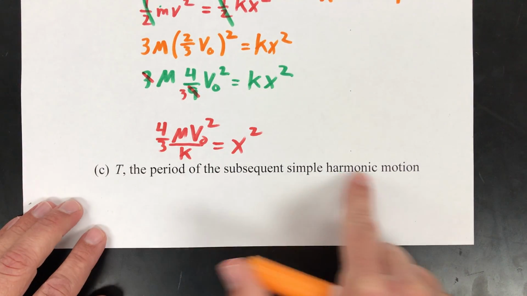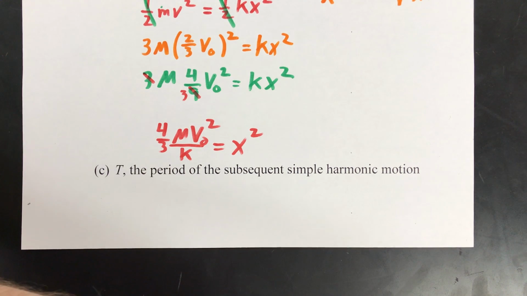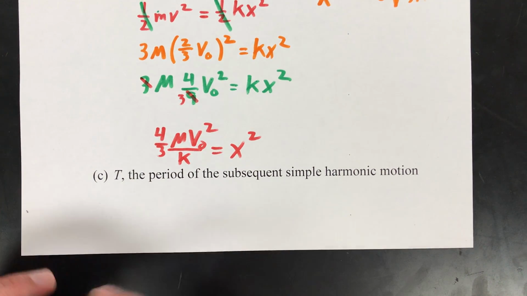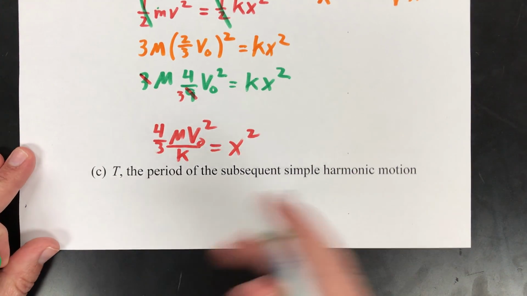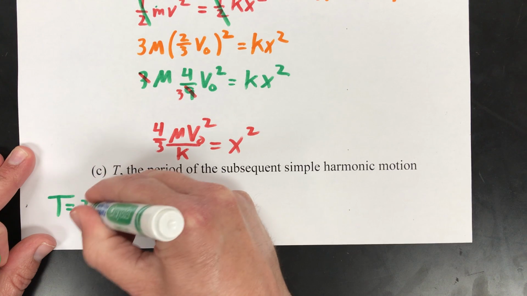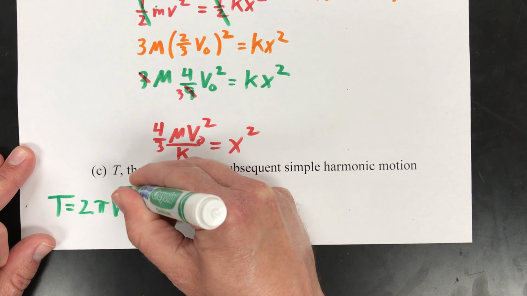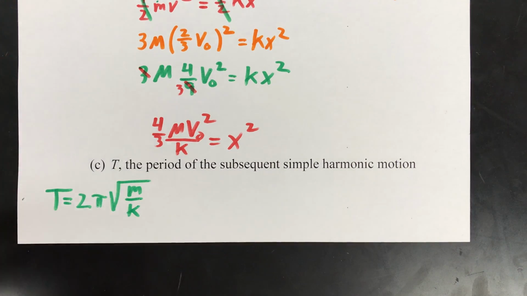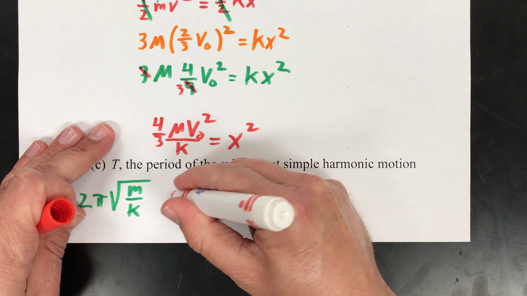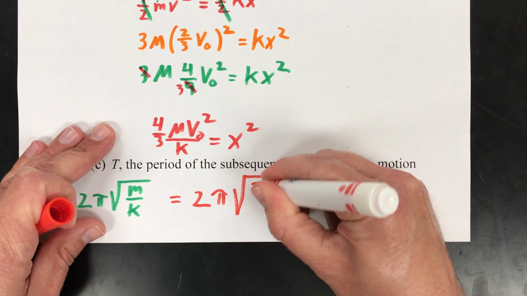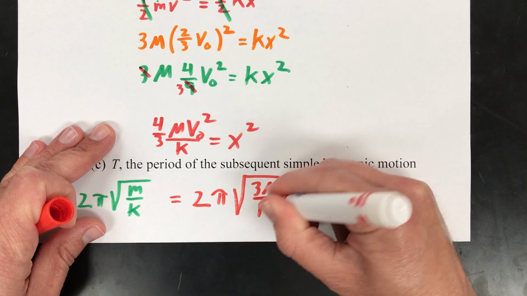Last part here, you don't have to worry about this if we are just in the momentum chapter. We haven't covered this. If we've already done the simple harmonic motion unit, then you would know how to do this. This one's real simple. We would just look up the equation for the period of a spring, which is 2 pi square root of mass over spring constant. That's a generic mass, so all we have left to do is plug in for that mass specifically. And so it would become 2 pi square root of 3m over k.